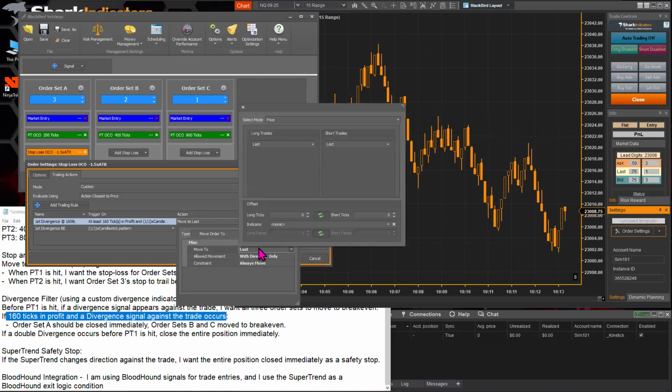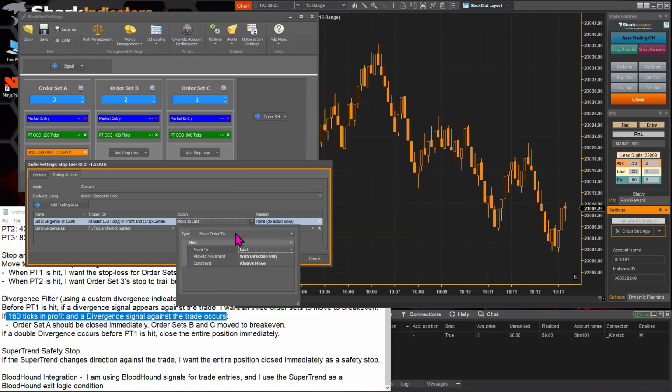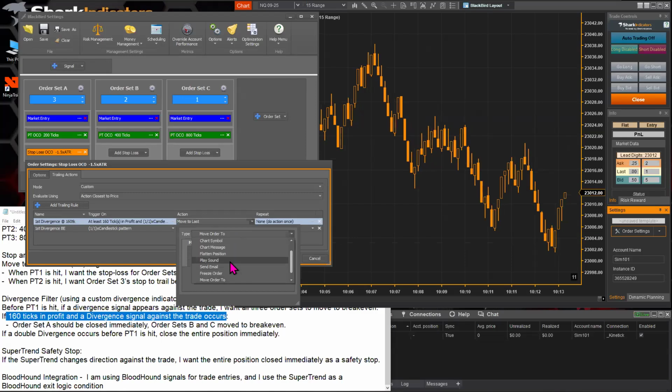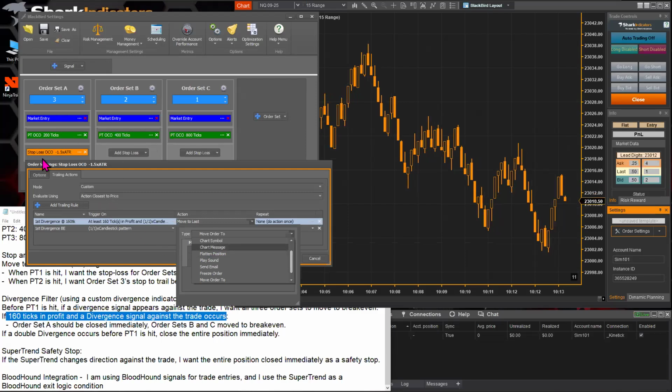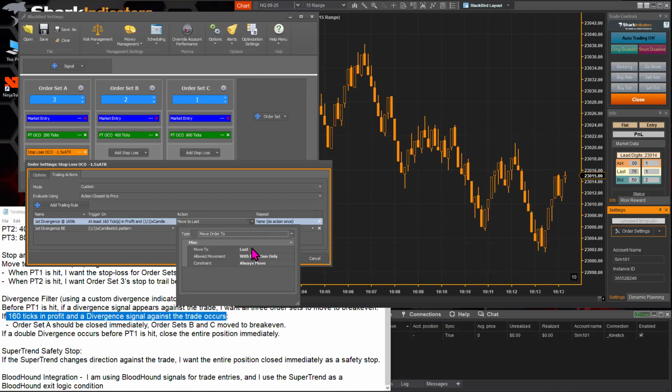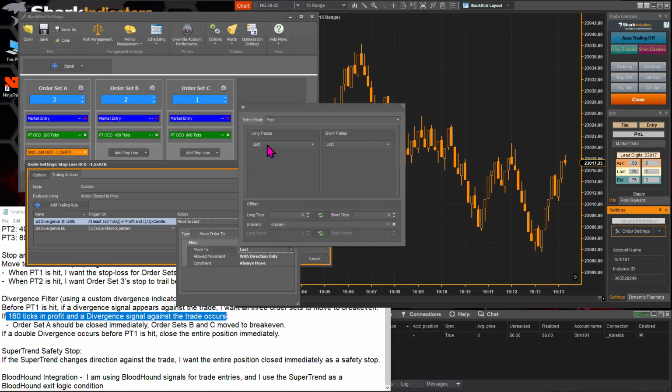Currently we do have a flatten, but this is flatten position, not flatten order set. So we don't want to use flatten position. That'll flatten everything. We just want to close out this one order set here. So we're going to stick with the move order 2, and we just move it to wherever the market's at. Move your stop loss into the market, and then the exchange will just fill your stop loss instantly there.